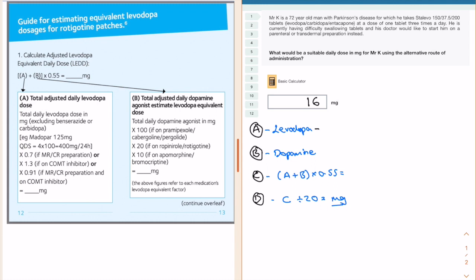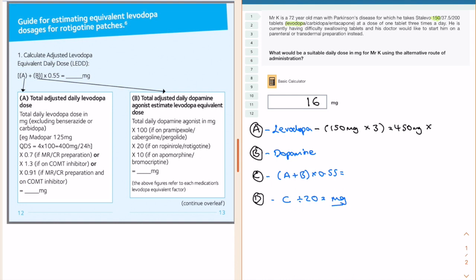So the amount of levodopa that the patient's taking a day. Well, first of all, the patient's taking Stalevo, which is a combination product. In fact, I'll highlight it out for you to make it easier. The levodopa is in green, and that's 150 milligrams. He's taking one tablet 3 times a day, so we do 150 milligrams times 3, which is 450 milligrams.